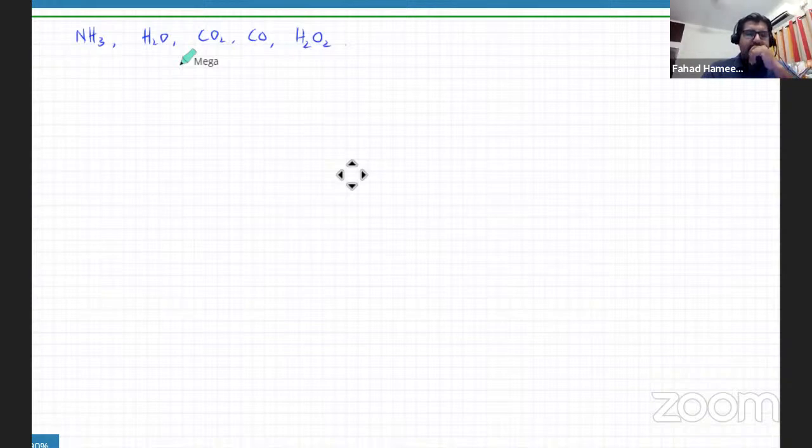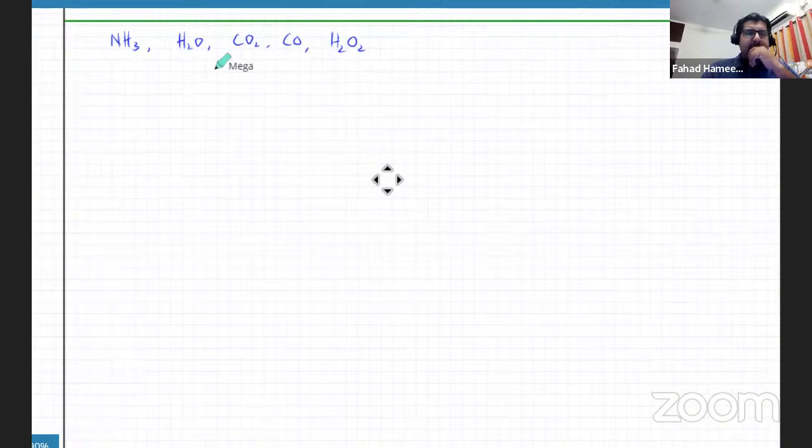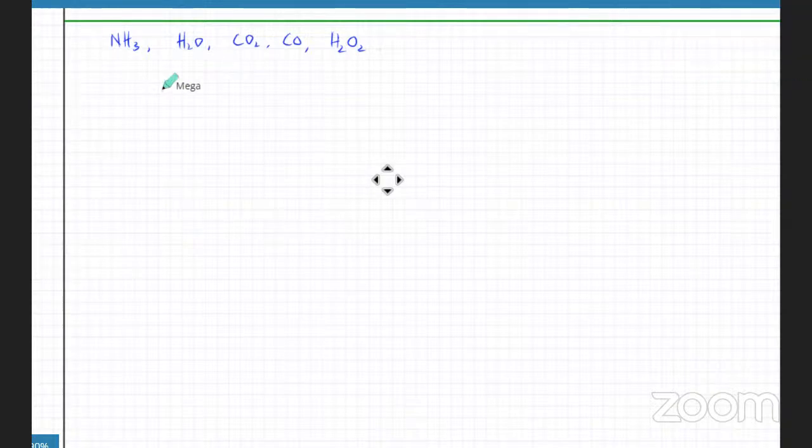Any others that we are missing? There are lots of acids: hydrochloric acid, sulfuric acid. So we're going to start talking about equations now. We'll start building a first equation.